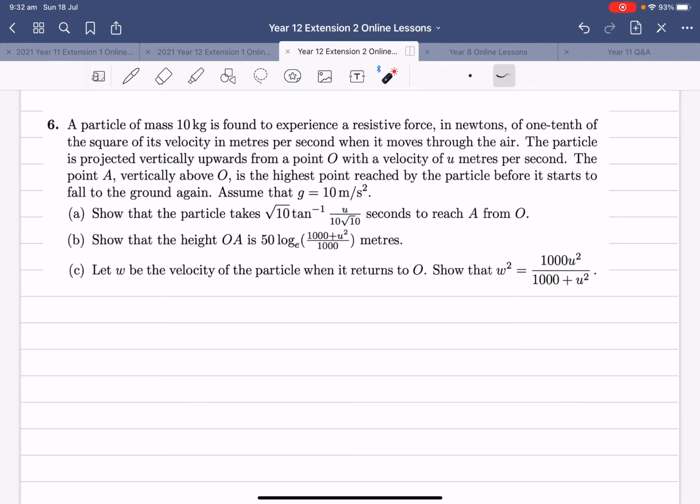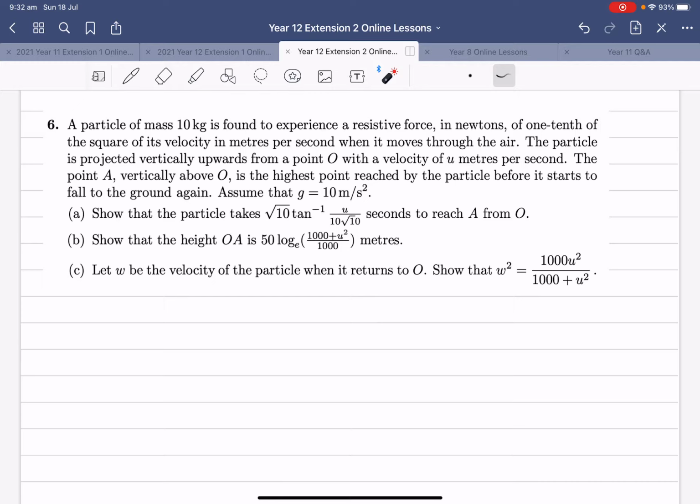Okay, so this lesson is vertical resistive motion part 2. In this lesson, I'm just going to try 3 questions. I feel like these 3 questions are quite typical. It's actually pretty good. It covers everything that you need to know for vertical resistive motion. So let's have a look at the first question here.